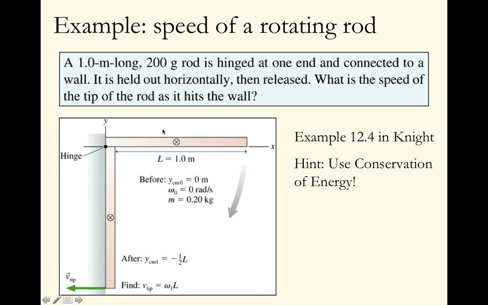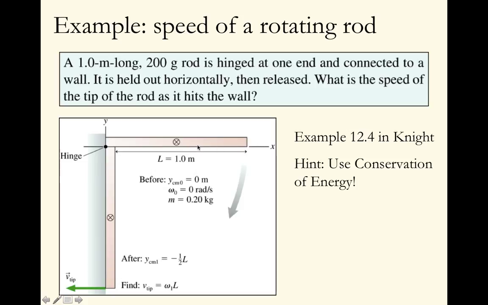Here's a problem where we have to calculate the speed of a rotating rod. So we have a 1 meter long, 200 gram rod. It's hinged at one end, as we can see in this figure here, and right there it's hinged. And notice the coordinate system, y and x are here. So my y equals 0 position is at its initial position.